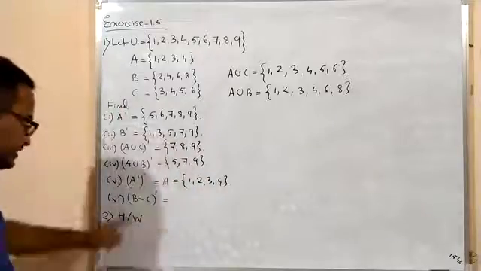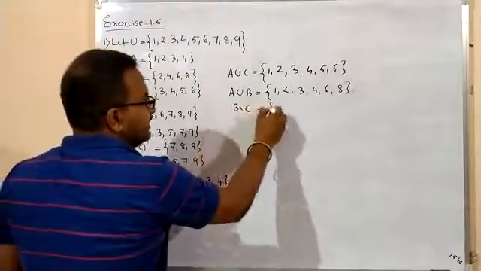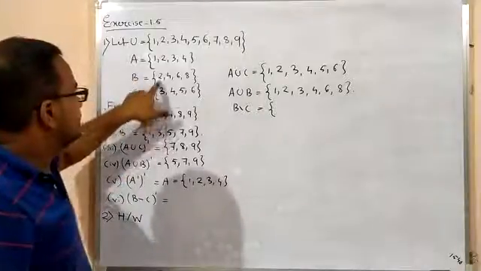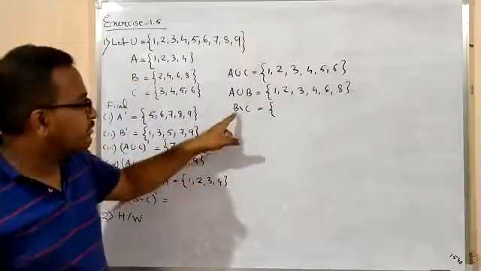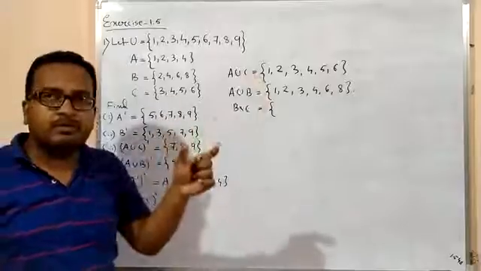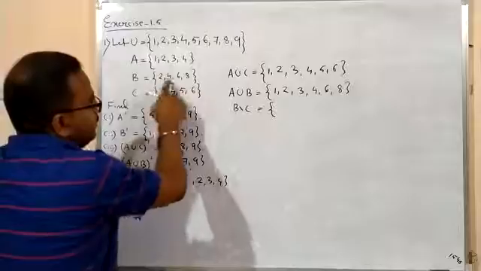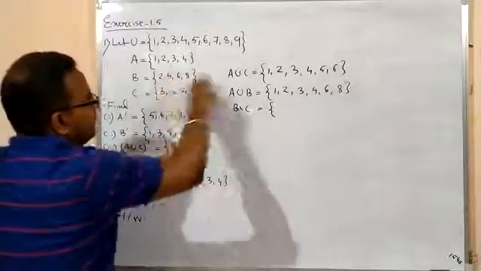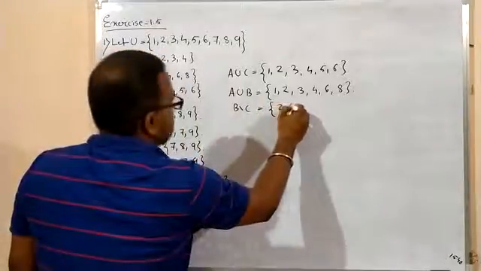And this is B difference C. First of all you have to find what is your B difference C. What is the meaning of difference? Difference means you are allowed to write all the elements of the set B, but you have to subtract the common elements of both B and C. Now what will be the common element? 4 is a common element between the sets B and C. So you have to eliminate 4 from the set B, and the rest elements are 2, 6 and 8.